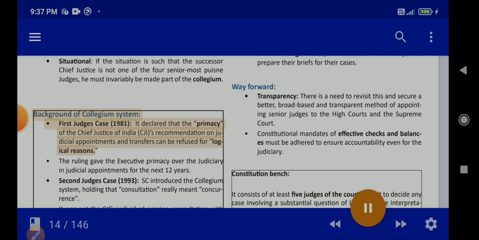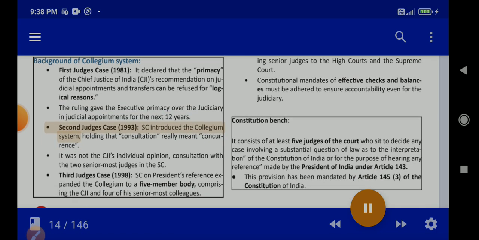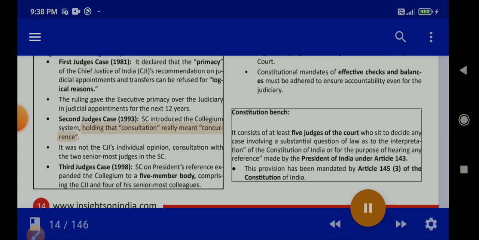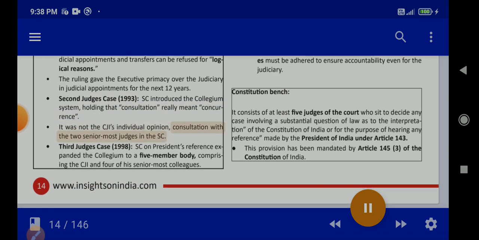Background of the collegium system. First Judges Case, 1981: it declared that the primacy of the Chief Justice of India's recommendation on judicial appointments and transfers can be refused for cogent reasons. The ruling gave the executive primacy over the judiciary in judicial appointments for the next 12 years. Second Judges Case, 1993: SC introduced the collegium system, holding that consultation really meant concurrence. It was not the CJI's individual opinion, but consultation with the 2 senior most judges in the SC.